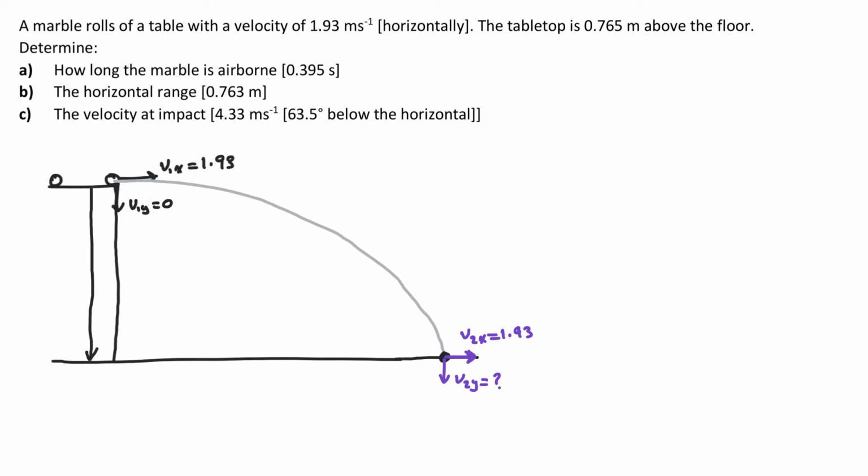In terms of displacements, it is going to be displaced from 1 to 2. So this is displacement 1 to 2 in the y direction. And that value is given to us. That's 0.765. And it's also going to displace in the x direction. And that's the displacement 1 to 2 in the x direction.